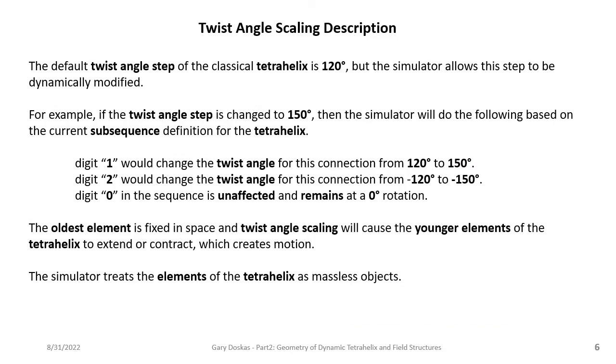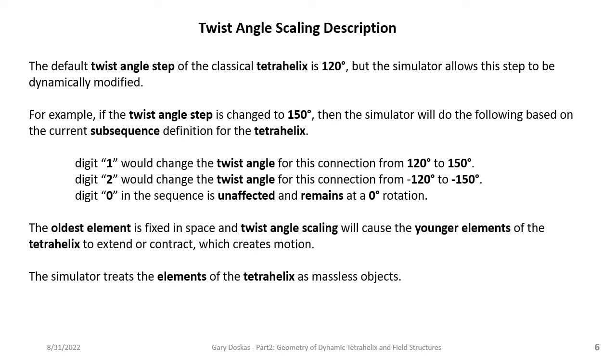Twist angle scaling description. The default twist angle step of the classical tetrahelix is 120 degrees, but the simulator allows this step to be dynamically modified. For example, if the twist angle step is changed to 150 degrees, then the simulator will do the following, based on the current subsequence definition for the tetrahelix.